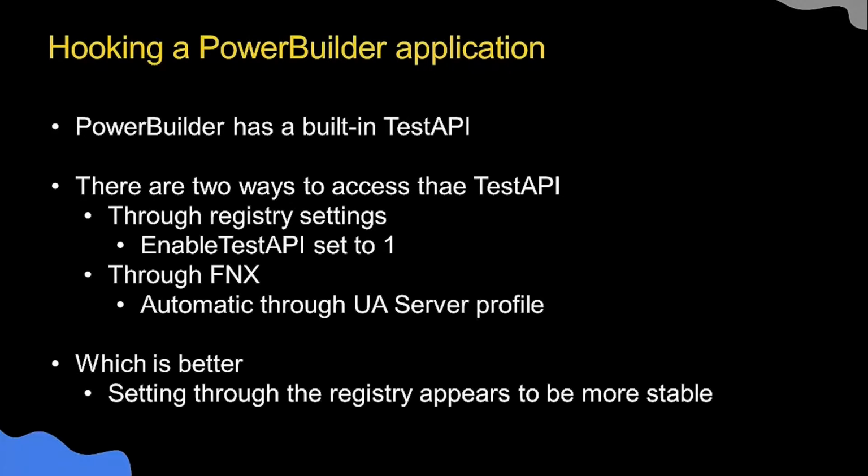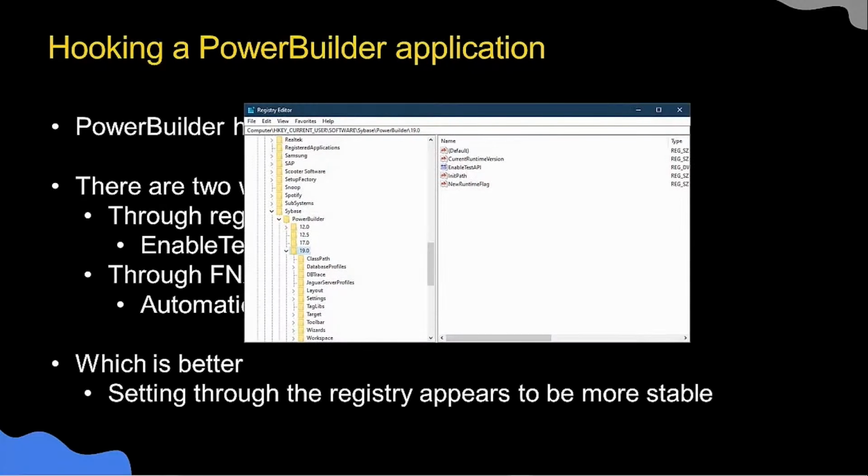The first is using your registry. If you go to your registry and you have a PowerBuilder application installed on your computer, you're going to find in Computer, HKey Current User, Software, Sybase, PowerBuilder, and then the number of the version of PowerBuilder. You're going to find that each one of those versions has this key called Enable Test API.